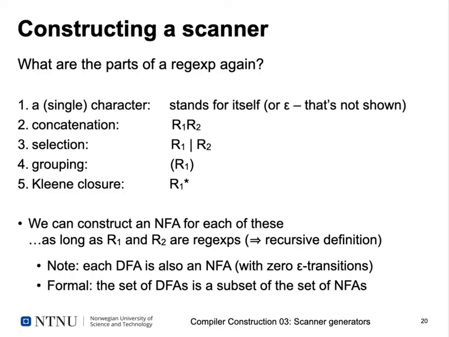It's important to know that each DFA is also a valid NFA that simply has zero epsilon transitions. So if we have a deterministic automaton, of course, this is also non-deterministic, but we have only one way to walk through it. Formally, we can say the set of DFAs is actually a subset of the set of NFAs.